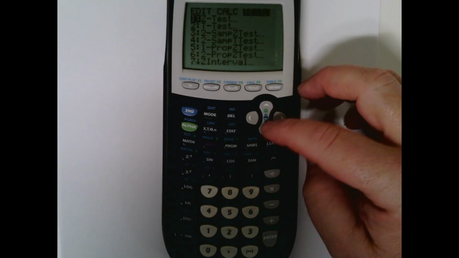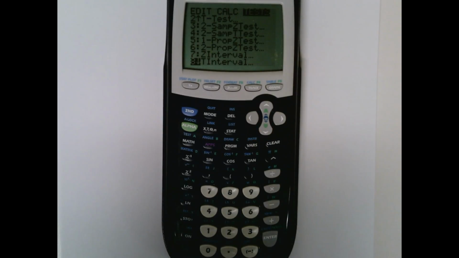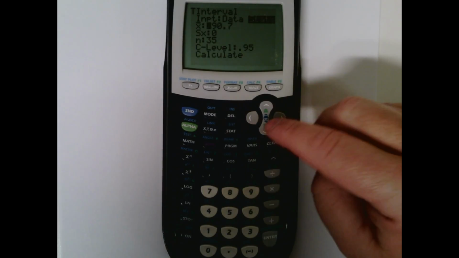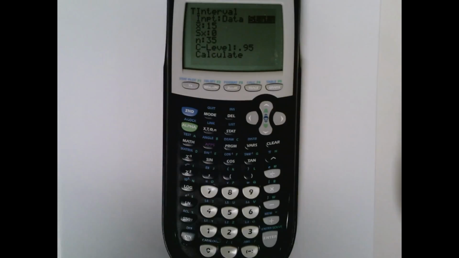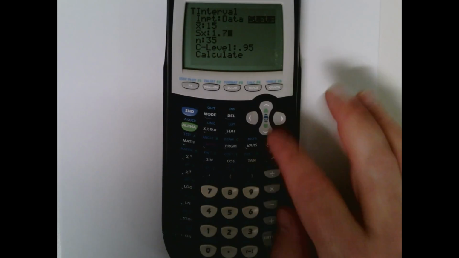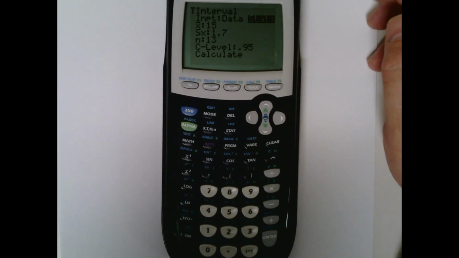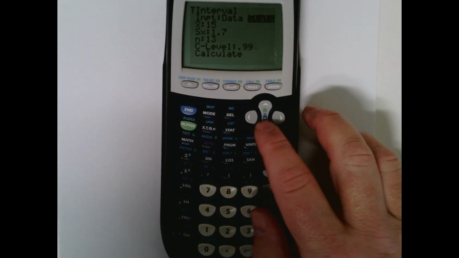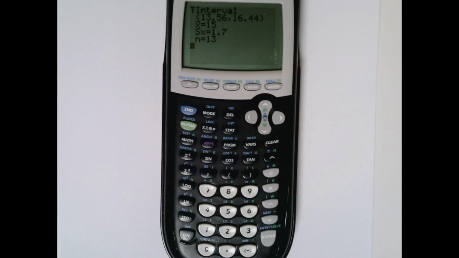Stat, go to Tests. This time we're going to go down to T interval because the standard deviation was from the sample and not the population. Again, it's a statistic, so we put in the mean, 15.0. And this time we put in the standard deviation, which is 1.7. And we have 13 randomly selected in our sample and a 0.99 confidence level. Hit calculate, and we get our interval, 13.56 to 16.44.